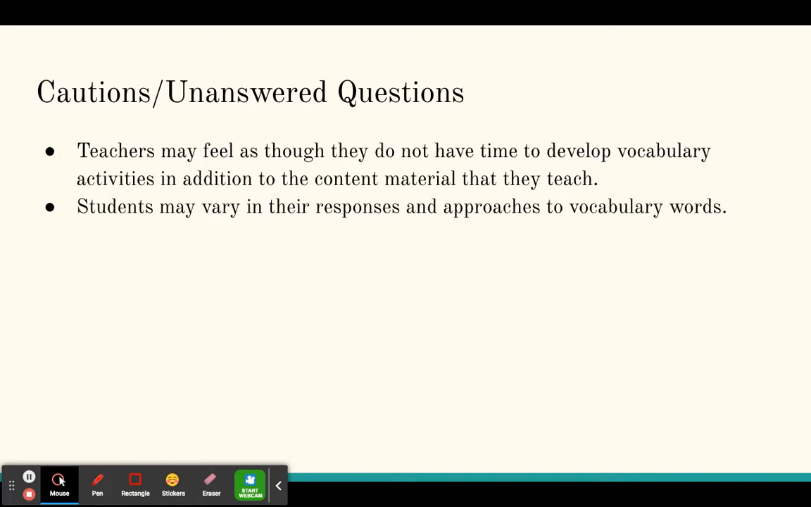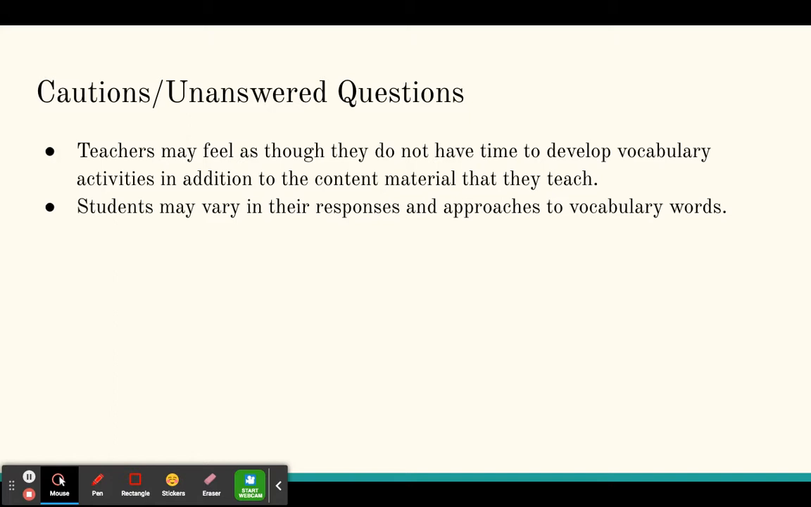Well, if I'm going to do that, I don't have time to spend a half a class period or even one full class period a week talking about these vocabulary words that they need to understand. Maybe they're just going to understand them as we read. So a teacher might not feel like they have time to develop those vocabulary activities. And then another caution on that is that students may vary in their responses and approaches to vocabulary words.